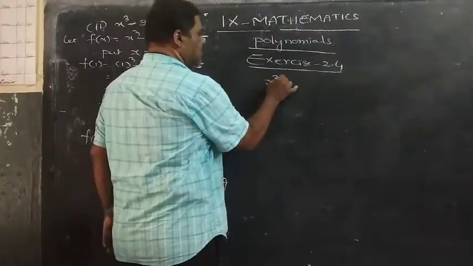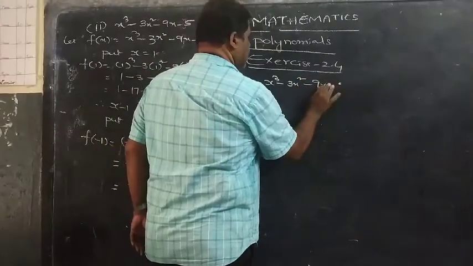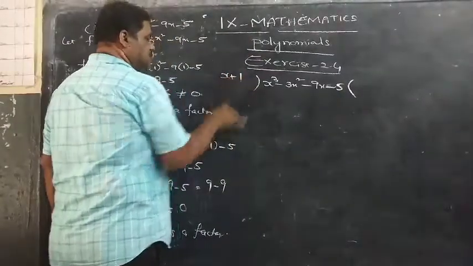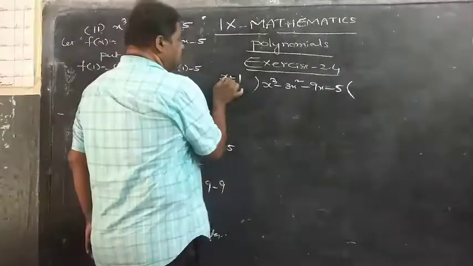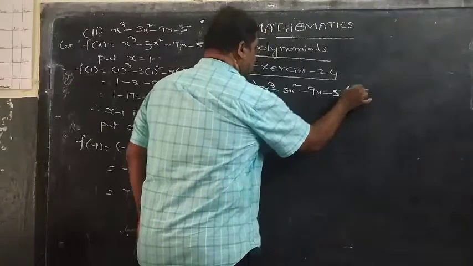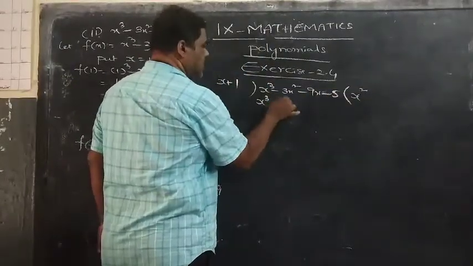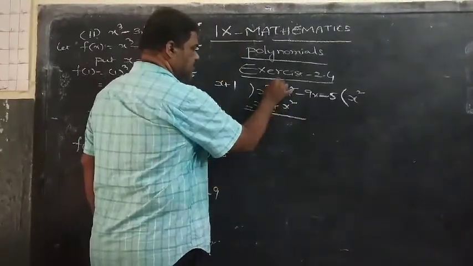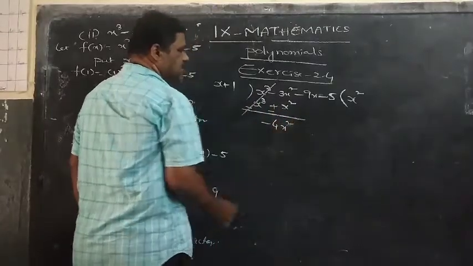That is x cube minus 3x square minus 9x minus 5. Let us divide with x plus 1. x plus 1 is a factor, so let us divide. x into how much is equal to x cube? x into x square. So x square into x is x cube, x square into 1 is x square. While subtracting, we will change the sign. Minus 3x square minus x square is minus 4x square.